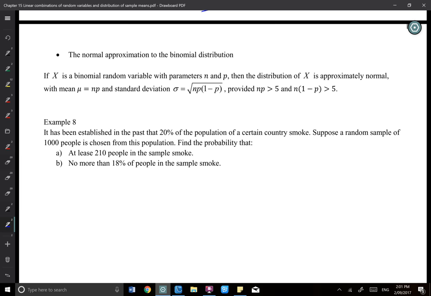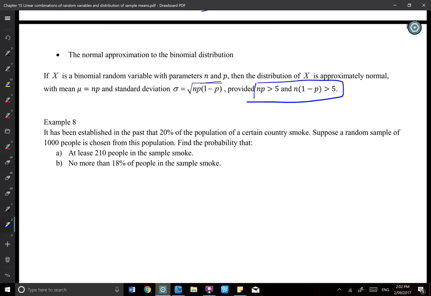It has been established in the past that 20% of the population of a certain country smoke. Suppose a random sample of 1,000 people is chosen. Well, n is sufficiently large. What is sufficiently large? First of all, X must be a binomial distribution, and when np is greater than 5 and n times (1 minus p) is greater than 5, then we say n is sufficiently large.